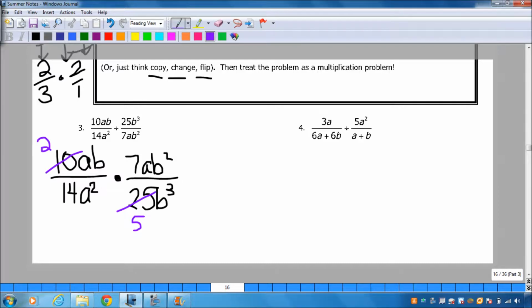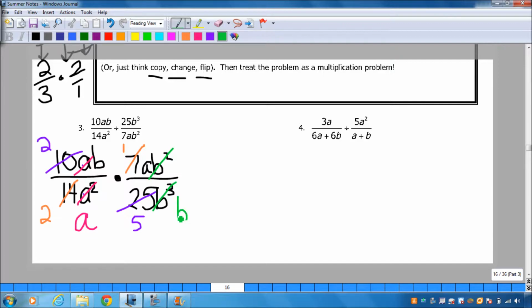I also know that this a right here and this a squared right here have an a in common, so this a cancels and this a squared becomes an a, okay? I also know that this 7 and this 14 are both divisible by 7, so this 7 becomes a 1 and this 14 becomes a 2. I also know that this b squared right here and this b cubed have a b squared in common, so I have a b left over.